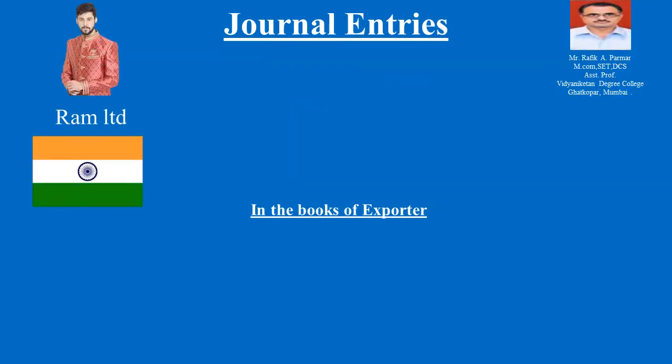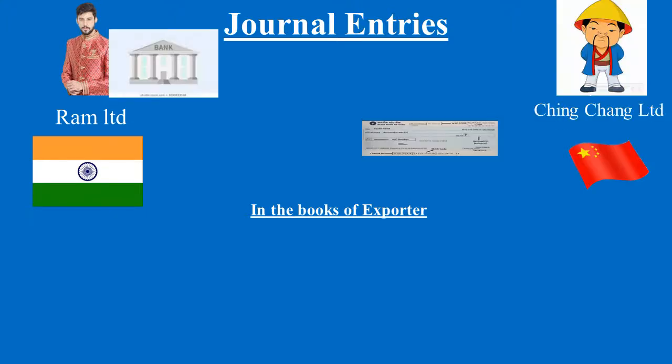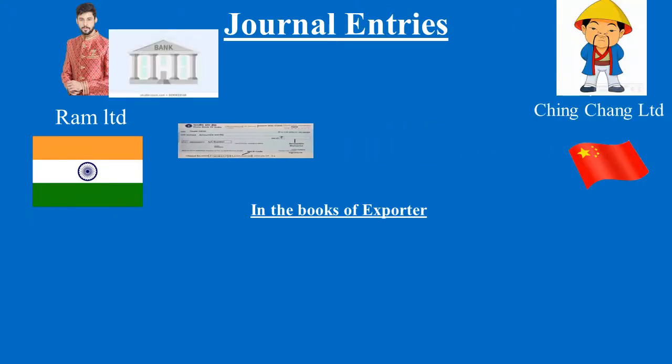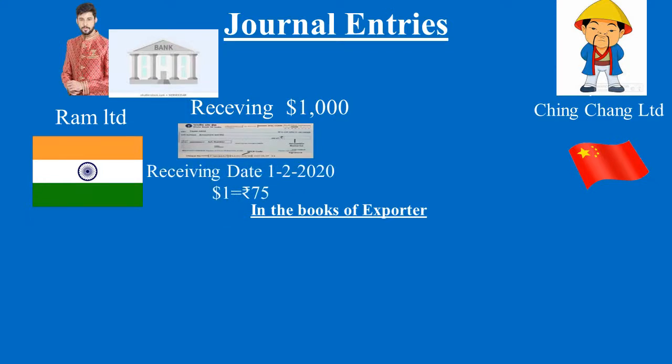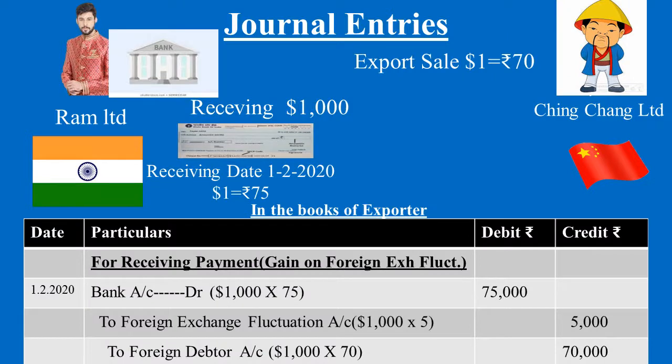Let us see the next transaction. Now in this case, again, suppose Ram Limited is receiving some payment. It is receiving $1,000. It is received on 1st of February 2020. Dollar rate is 75. And at the time of export sale, the rate of dollar was 70. Now what will be the entry for this? Again, bank is the receiver of the benefit. So bank account debit, how many dollars? 1,000. At what rate is it received? It is received at the rate of 75. So 1,000 into 75, 75,000.